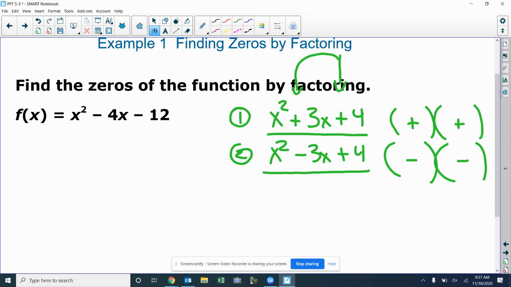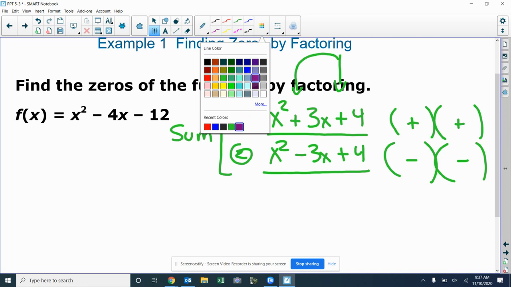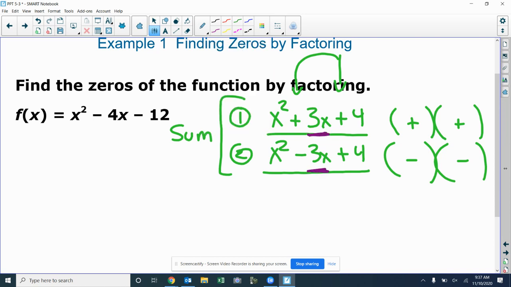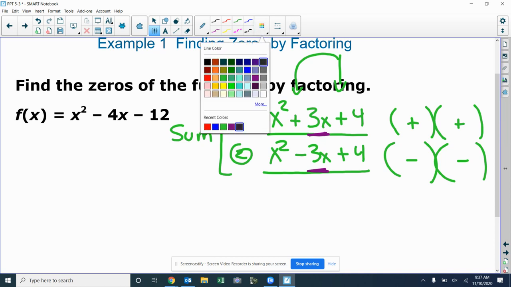I call this combination also the sum, because the middle term has to sum up. The factors have to sum up to be the middle term when you factor that. And you'll see that when we do one. So the factors of 4 have to add up to be 3. In this case, I just made this up, so it really doesn't. This would be an irrational one. So that's the sum.